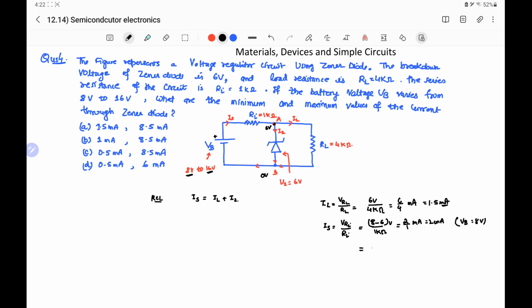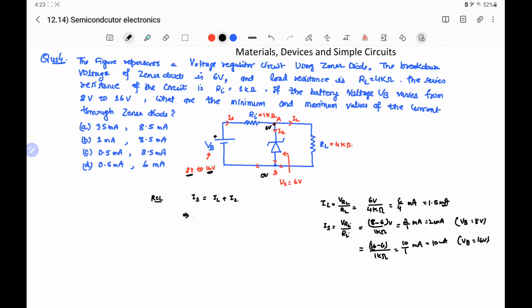Similarly, source current will be equal to 16 minus 6. 16 is the value of the battery. This is the maximum value of the battery, minus the 6. This is the voltage at the point A, which is fixed, divided by 1 kilo ohm. So it will be equal to 10 by 1 milliampere, and it is equal to 10 milliampere. This value is when VB equal to 16 volt.